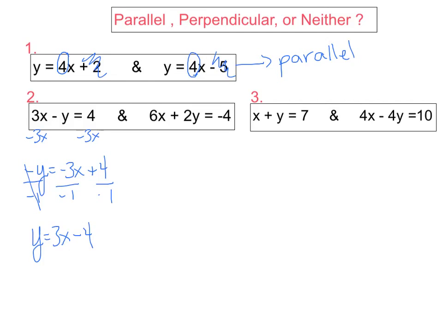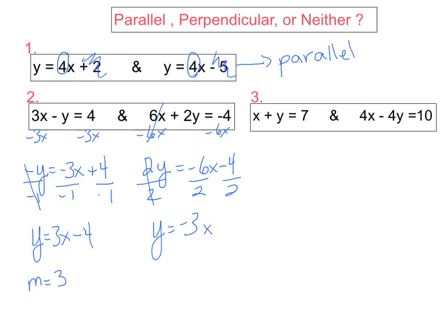All I'm really looking at here is the slope. The slope of this one is 3. So then you have to go over to the second equation and do the same thing. Put it in slope-intercept form so you can identify your slope. So I'm going to move my 6x to the other side. So I'm going to have a 2y equals -6x minus 4. Divide everything by 2. That's a little minus sign there, okay. And then you have y equals -3x minus 2. So when I look at this, the slope is -3.